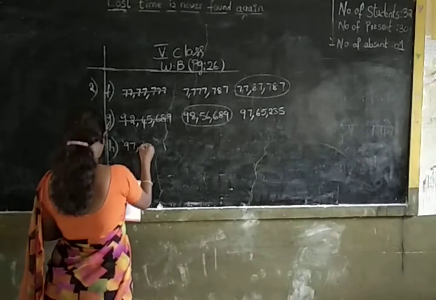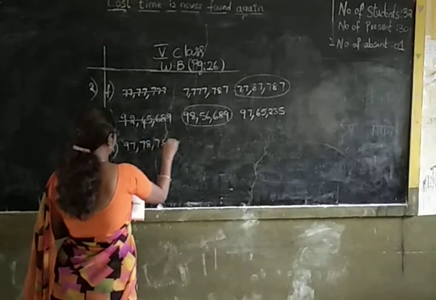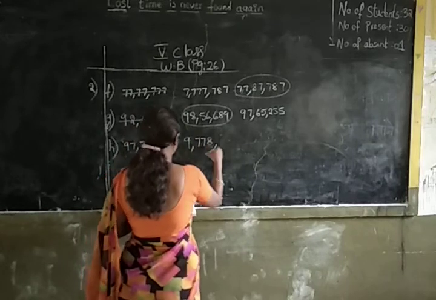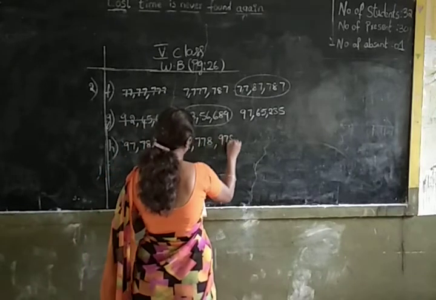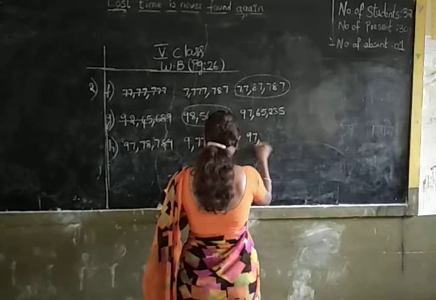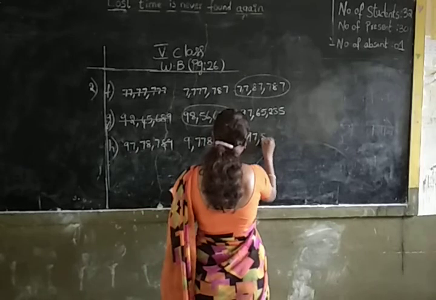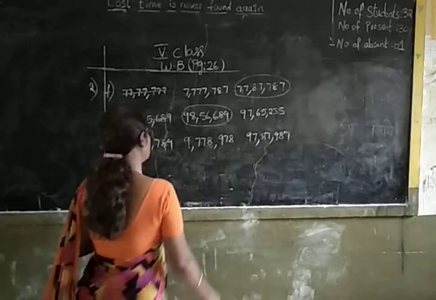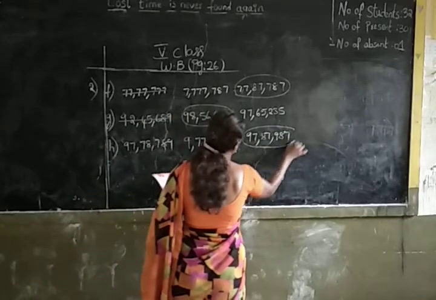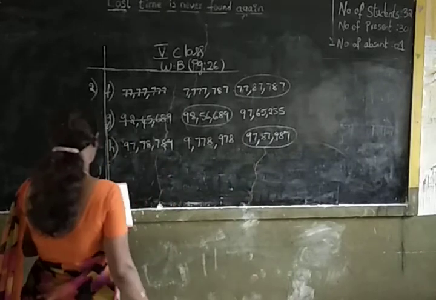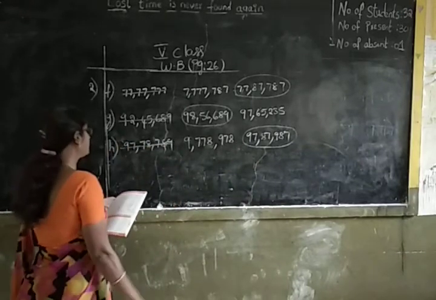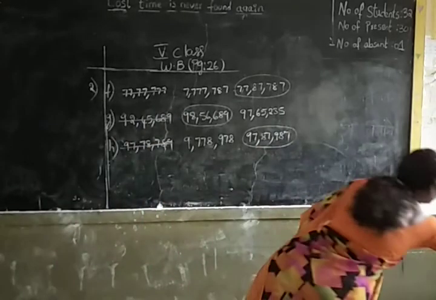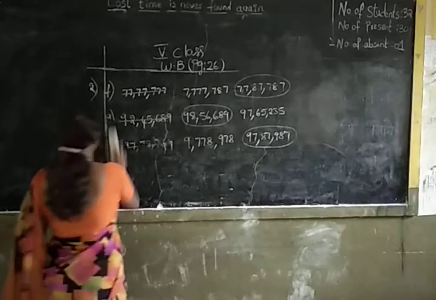97,78,789, 9,778,978, 97,87,987. Among these, 97,87,987 is the largest number and 97,78,789 is the smallest number. Okay children. Now let us do the third question.